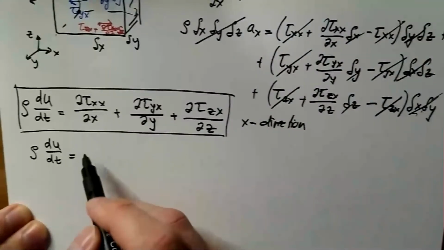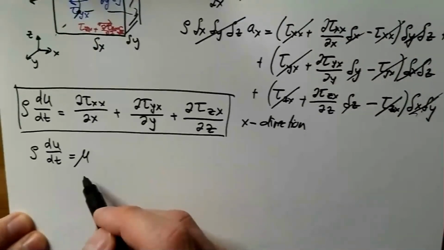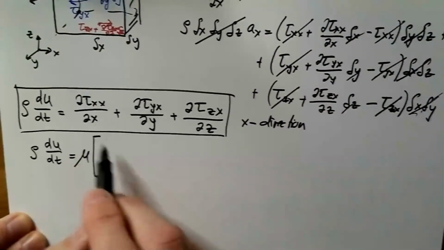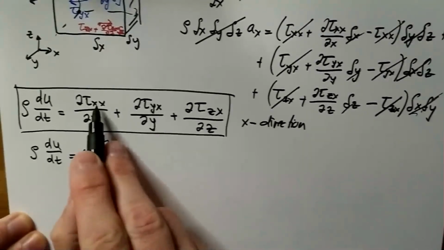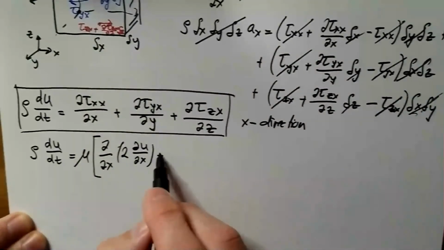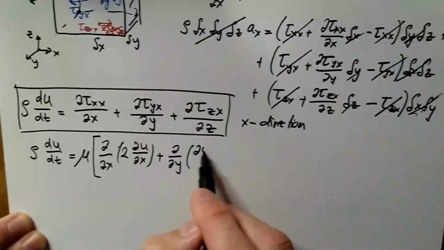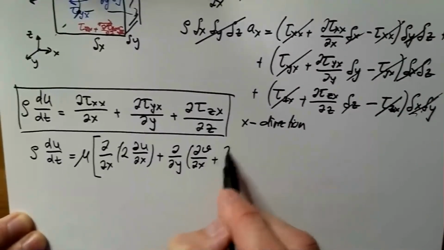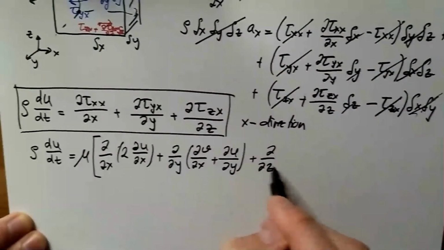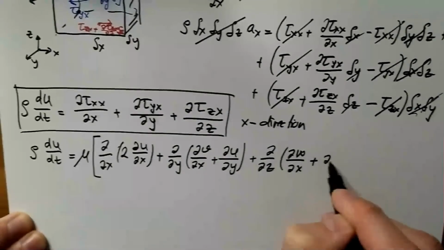Now this is a Newtonian fluid, so I have this coefficient of proportionality mu, which is the dynamic coefficient of viscosity, because I'm doing this for air. And then it multiplies everything: delta x of tau xx, we said it is 2 delta u over delta x, plus delta y, tau yx was delta v over delta x plus delta u over delta y, and plus delta z, tau zx is delta w over delta x plus delta u over delta z.